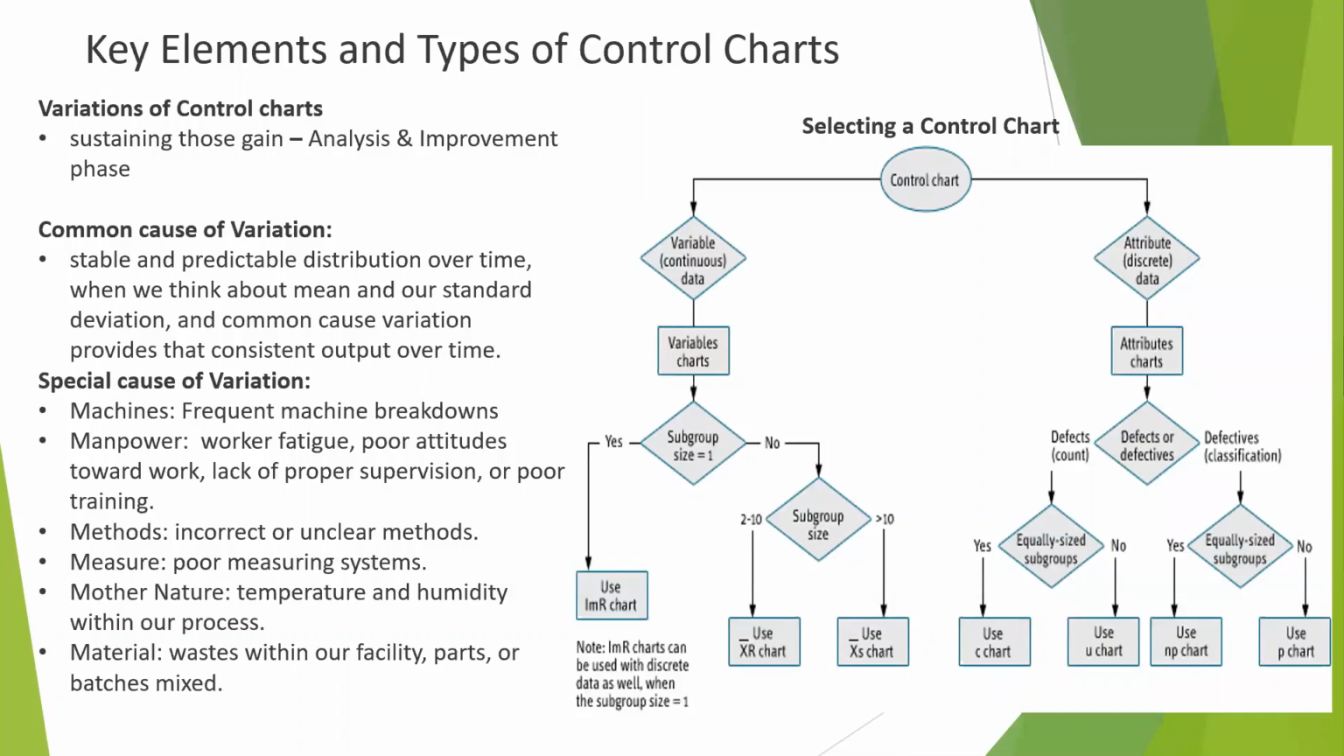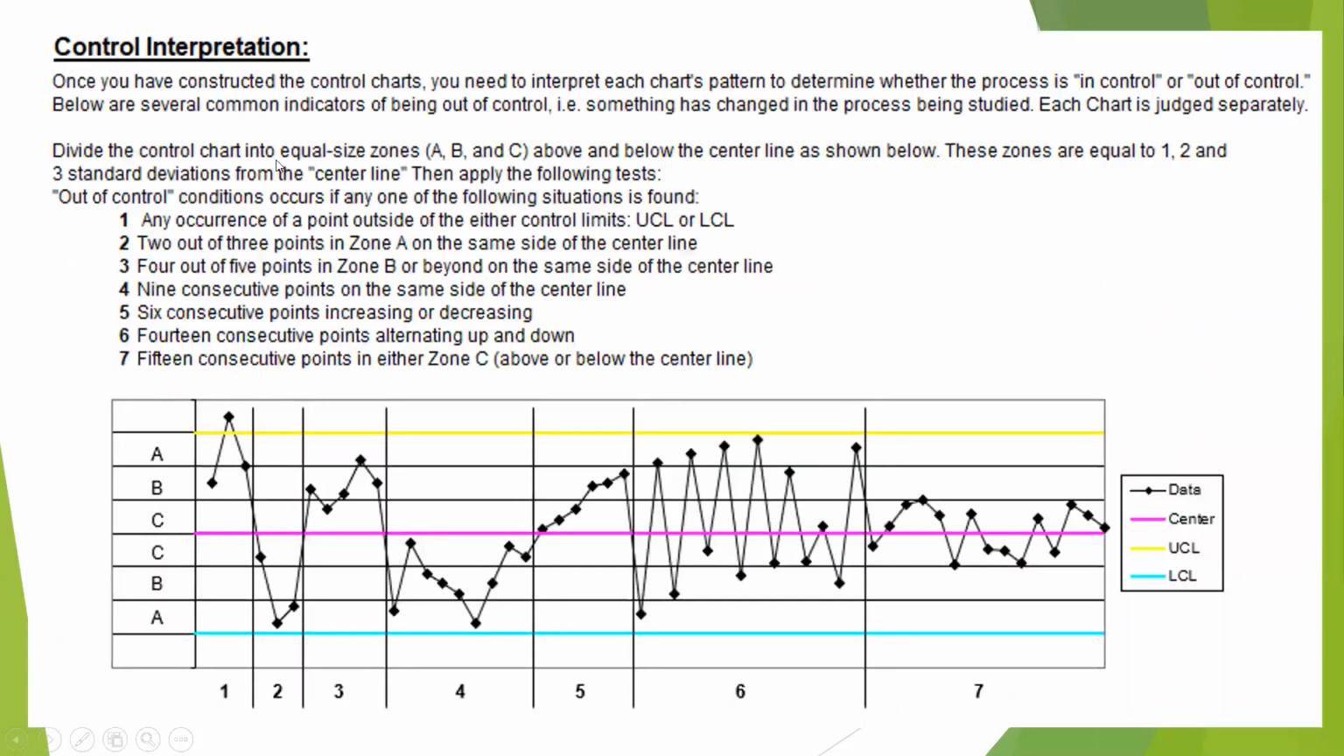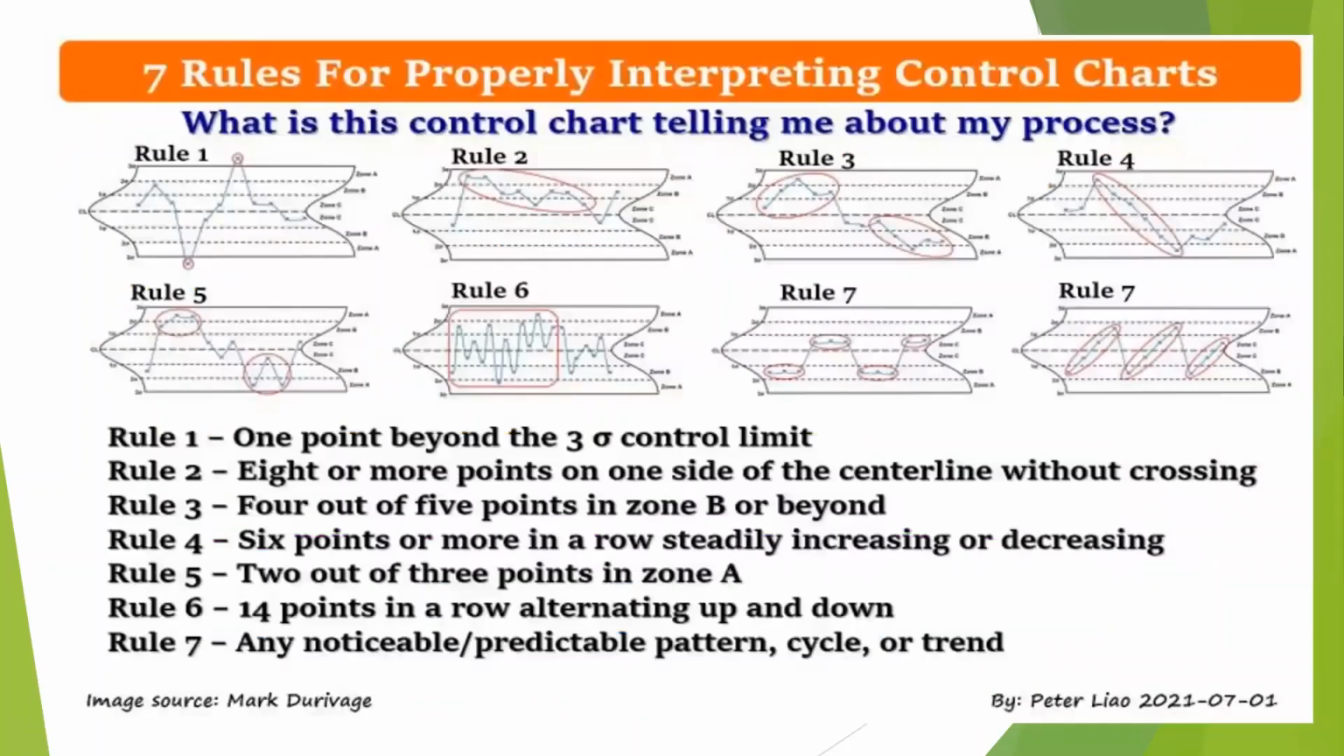See, the control chart, we know there are 6 control charts. 3 for variable data and 3 for attribute data. Okay, that's the first point. And the second one is how we are going to read the control chart: freak point, drift, process shift, systematic variation, stratification, and recurring cycle. These are some of the metrics we understand from the data trend, and based on that you are going to take decisions. So we talked about different decisions. There are 7 patterns here, and here we mention 7 rules, and how we are going to interpret things.